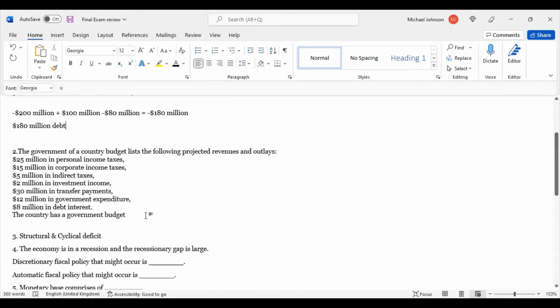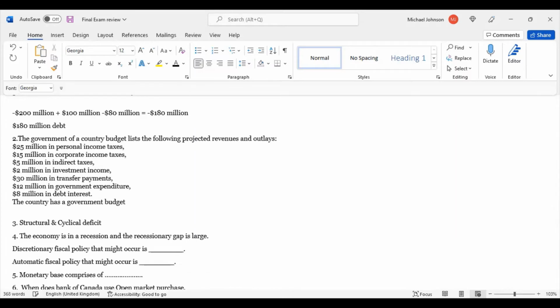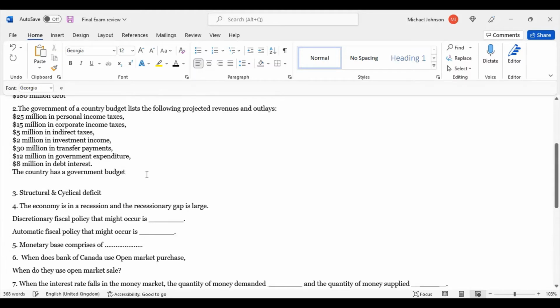And then here for 2, the government of a country budget lists the following projected revenues and outlays: 25 million in personal income taxes, 15 million in corporate income taxes, 5 million in indirect taxes, 2 million in investment income, 30 million in transfer payments, 12 million in government expenditure, 8 million in debt interest. So the country has a government budget surplus or deficit of how much money?